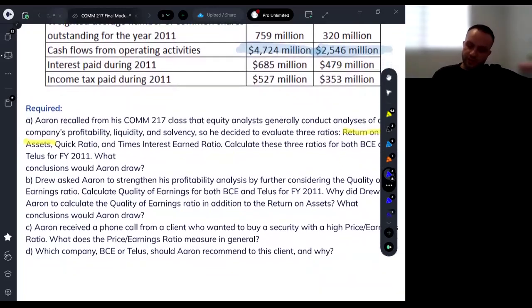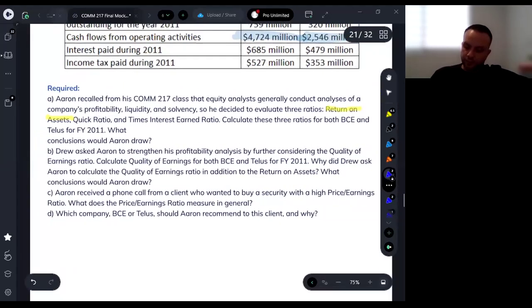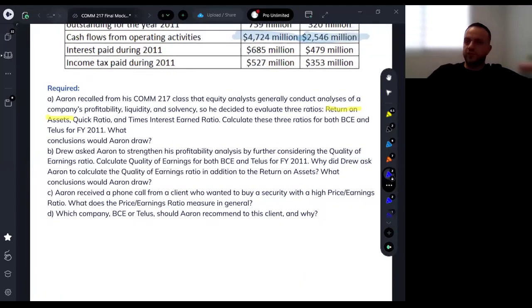And C. Aaron received a phone call from a client who wanted to buy a security with a high price earnings ratio. What does the price earnings ratio measure in general?